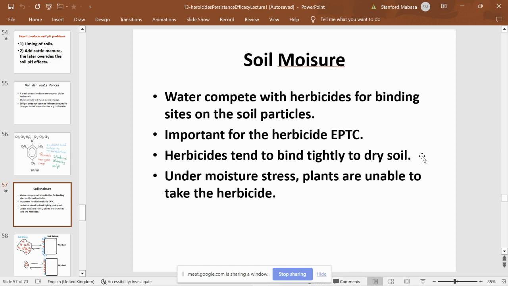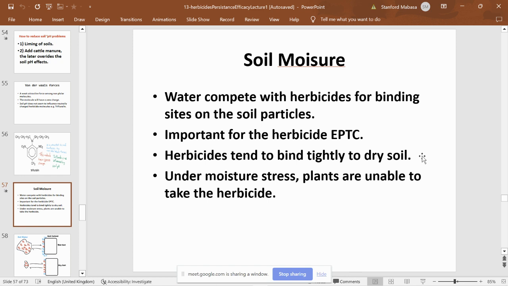Now, still talking about the soil, let us check the role of soil moisture. Now, if the water is added to the soil, it can compete with herbicides for the binding sites on the soil surfaces or soil particles. This is very important for EPTC. EPTC has to be applied under dry conditions so that it can be attracted to the soil particles.